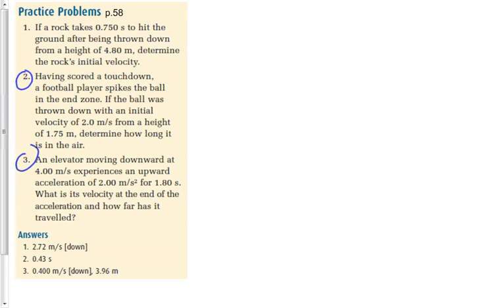Question number 2. Having scored a touchdown, a football player spikes the ball in the end zone. If the ball was thrown down with an initial velocity of 2 meters per second from a height of 1.75 meters, determine how long it's in the air. What do we have given to us in this question? Give me one thing. Yep. Vi is 2 meters per second.